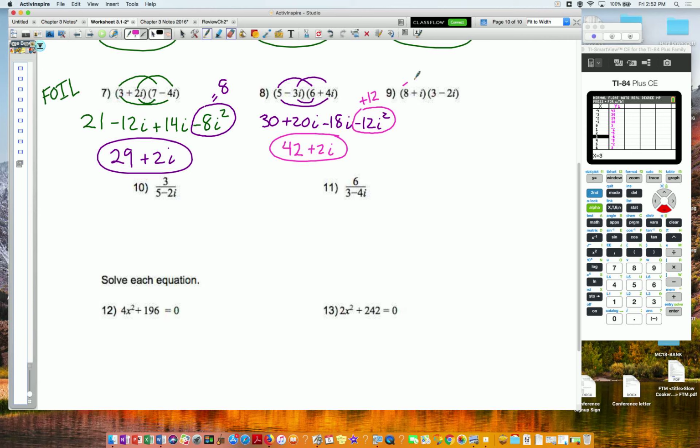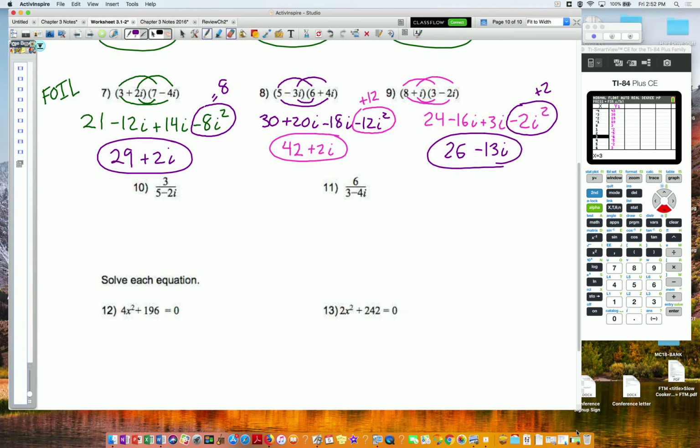Last one on the multiplication. 8 times 3 is 24. 8 times negative 2i is minus 16i. i times 3 is 3i. i times negative 2i is minus 2i squared. So now, just like we've been doing, the minus 2i squared becomes positive 2. 2 and 24 make 26. Negative 16i and 3i make minus 13i. And we are done with the multiplication.